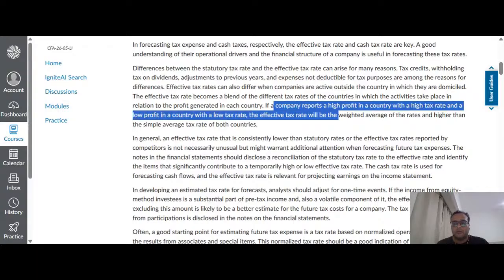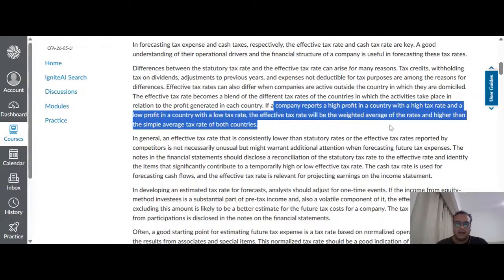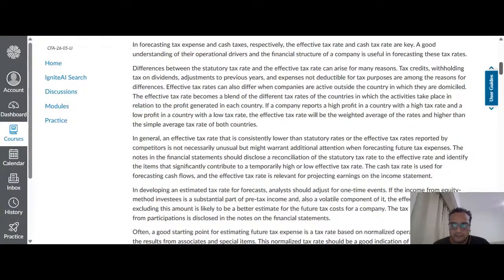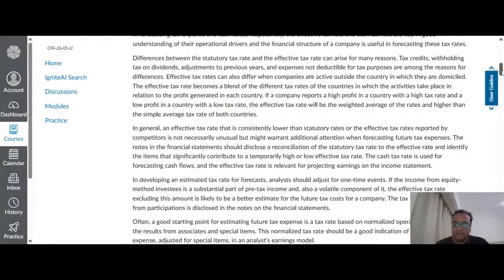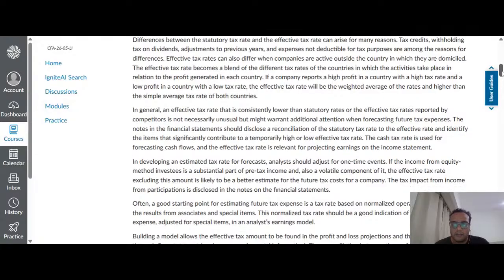If a company reports a high profit in a country with a high tax rate and a low profit in a country with a low tax rate, the effective tax rate will be a weighted average of the rates and higher than the simple average rate for both countries. अगर मैंने सब लोग का सिंपल एवरेज कर लिया तो उससे ज़्यादा हायर रहेगा ये बिकॉज ये वेटेड एवरेज है.